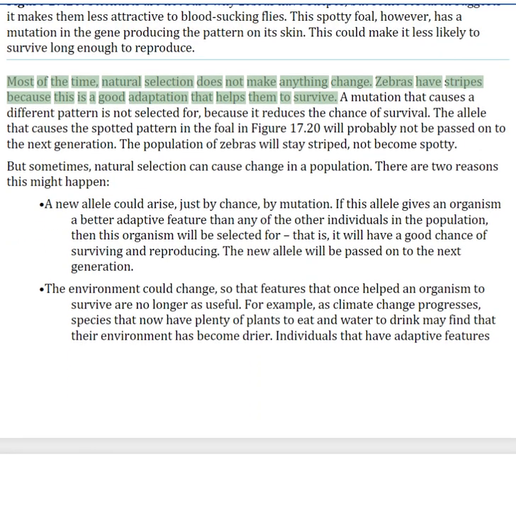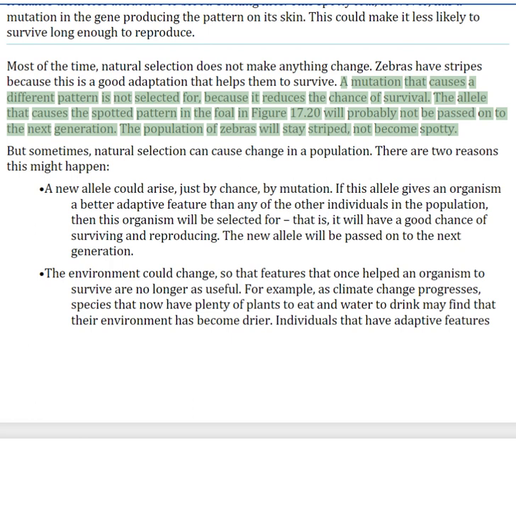Most of the time, natural selection does not make anything change. Zebras have stripes because this is a good adaptation that helps them to survive. A mutation that causes a different pattern is not selected for because it reduces the chance of survival. The allele that causes the spotted pattern in the foal in figure 17.20 will probably not be passed on to the next generation. The population of zebras will stay striped, not become spotty.